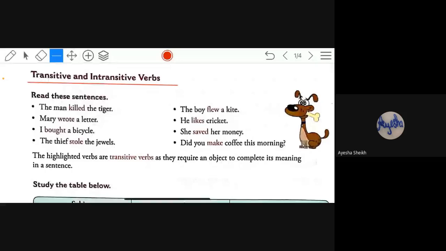So over here you can see the boy flew a kite. He likes cricket. She saved her money. Did you make coffee this morning? These are transitive verbs because everywhere you can get objects. Objects are given everywhere.